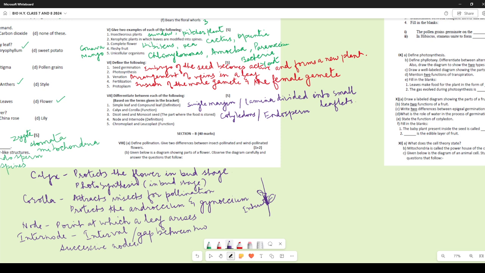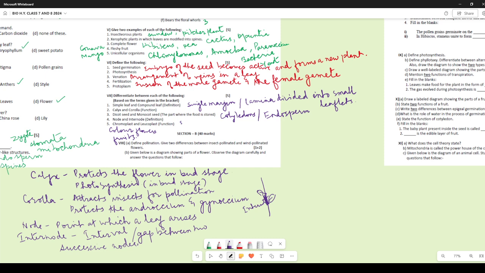Okay. Chromoplast and leucoplast. The chromoplast we know is the plastid which has colored pigment. So chromoplast gives color to what? It gives color to flowers, fruits, and wherever color other than green is needed. Leucoplast we know is colorless. So what does the leucoplast do? The leucoplast will store starch, proteins, oils.